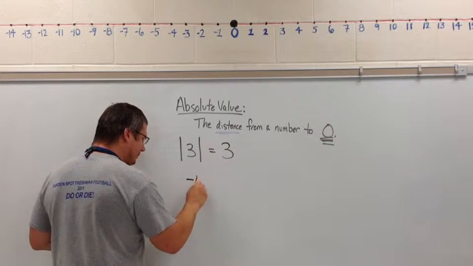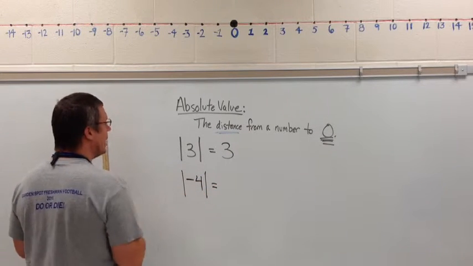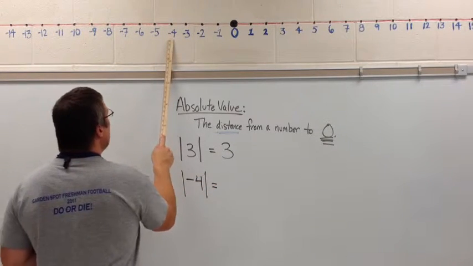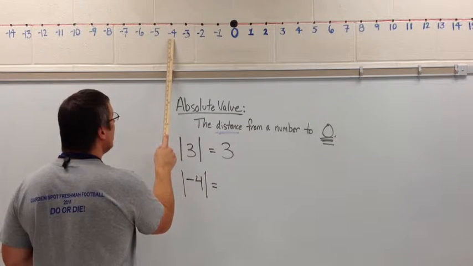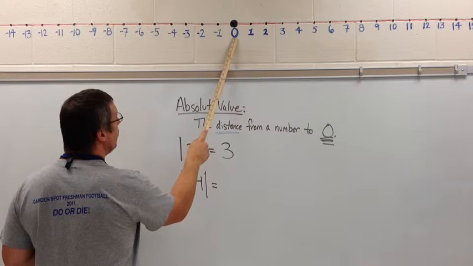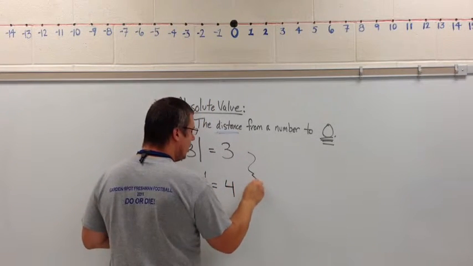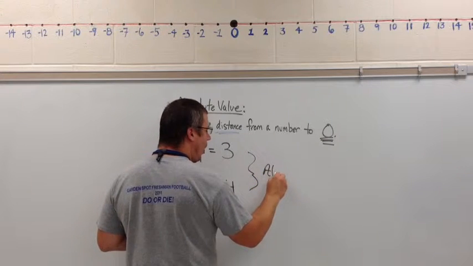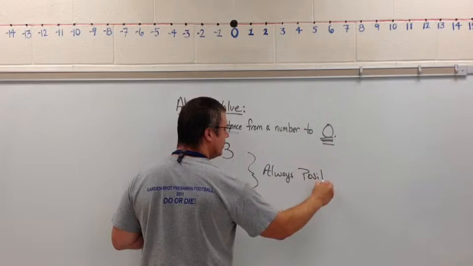What if I have -4 with straight bars around it? Absolute value of -4. Well, here's -4. How far is -4 from 0? I can count on a number line. 1, 2, 3, 4. 4 spaces. What you have to understand is it always will be a positive answer because distance is positive.